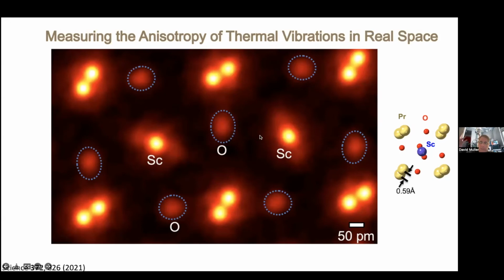And because we don't require a periodic system, if I get up to an interface or a grain boundary, I should in theory be able to see how atoms rattle around at interfaces and boundaries. And that's something we're very much looking forward to getting some results on soon. So that's our ptychography for imaging.